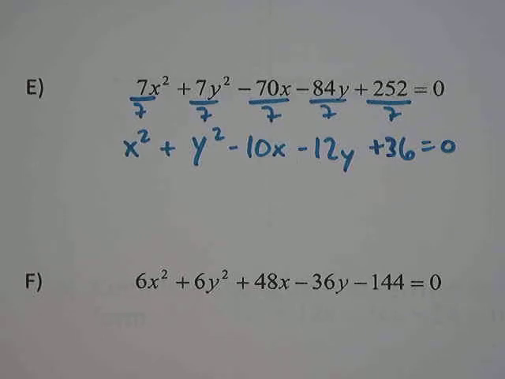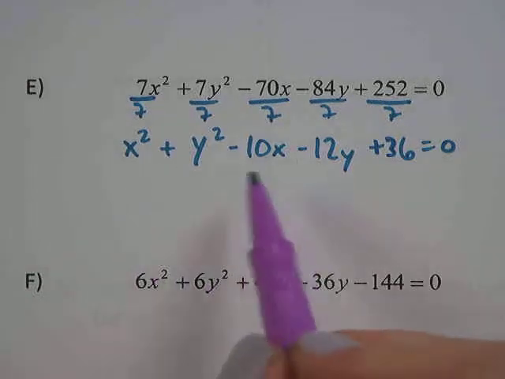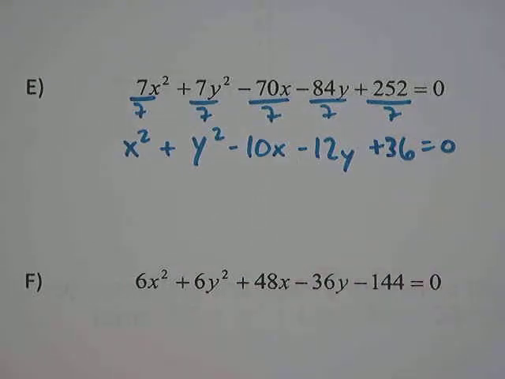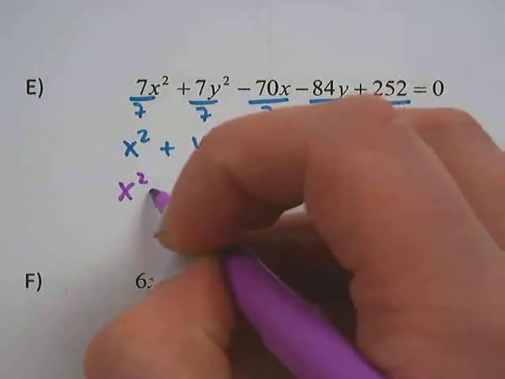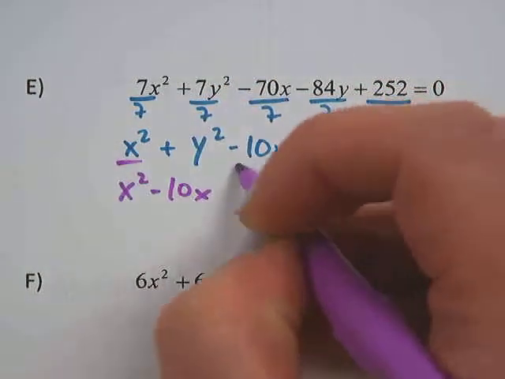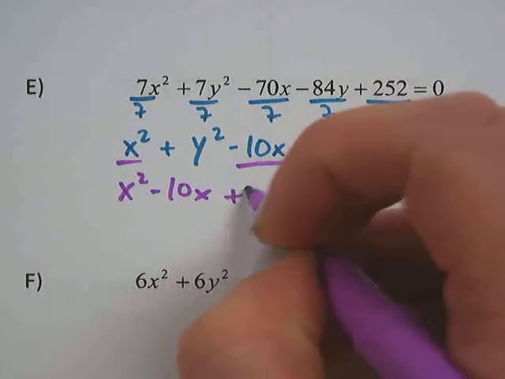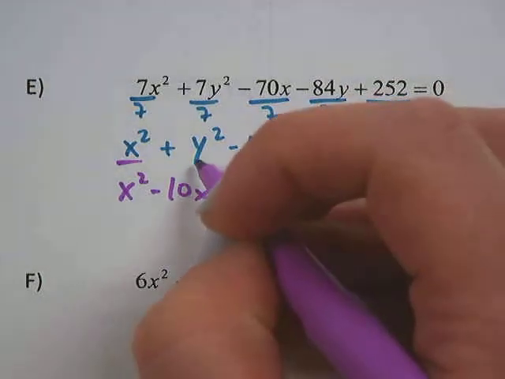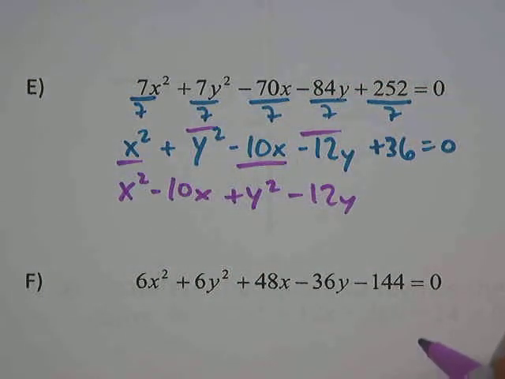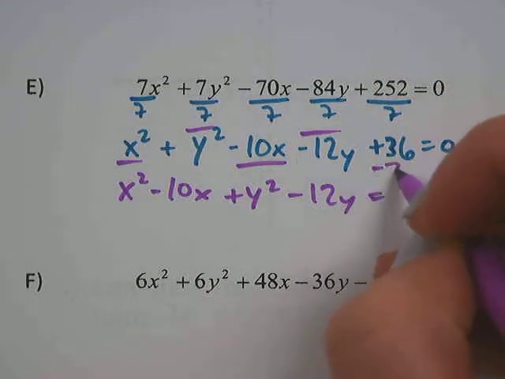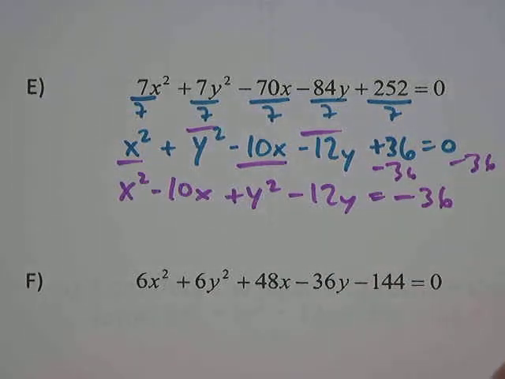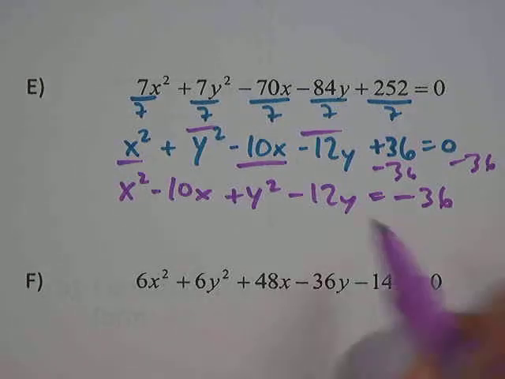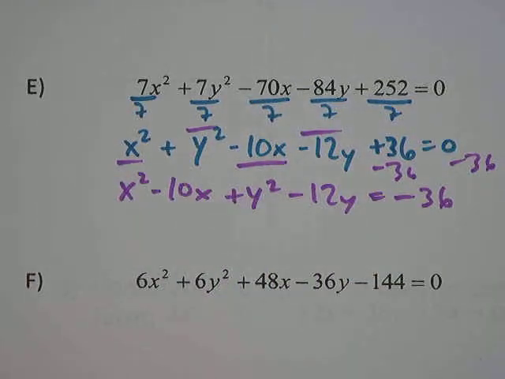Then we're going to group everything. So we're going to put our x's with our x's and our y's with our y's, and we're going to put all the other numbers on the other side. So x squared minus 10x, because we're just putting those two together. And then plus y squared minus 12y, because those two go together. Equals, and then I'm going to subtract 36 from both sides to put negative 36 over here. So I've just kind of rearranged the equation. Nothing's changed dramatically. We're just rearranging things a little bit.